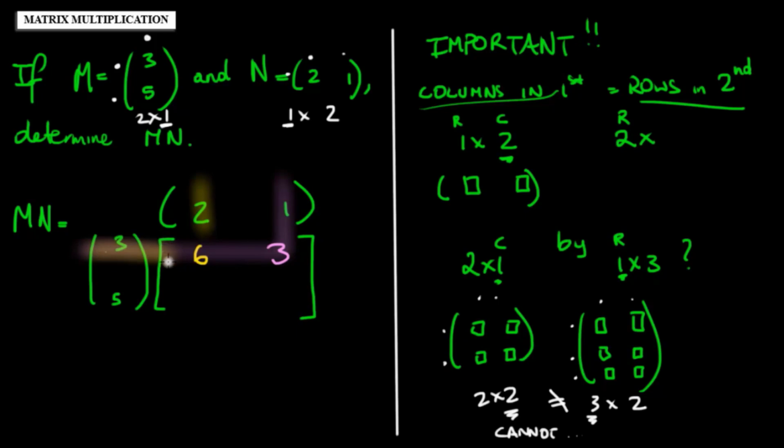I have another entry down here. Another entry would be right here. So to get that entry, I'd multiply its row by its column. And that would be 5 times 2, which is 10.